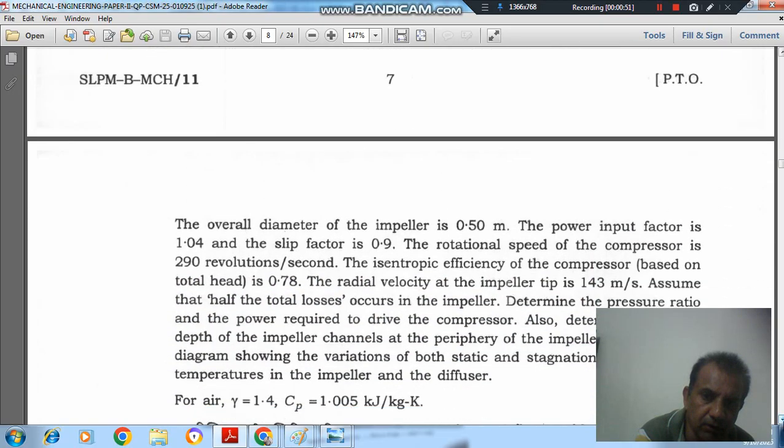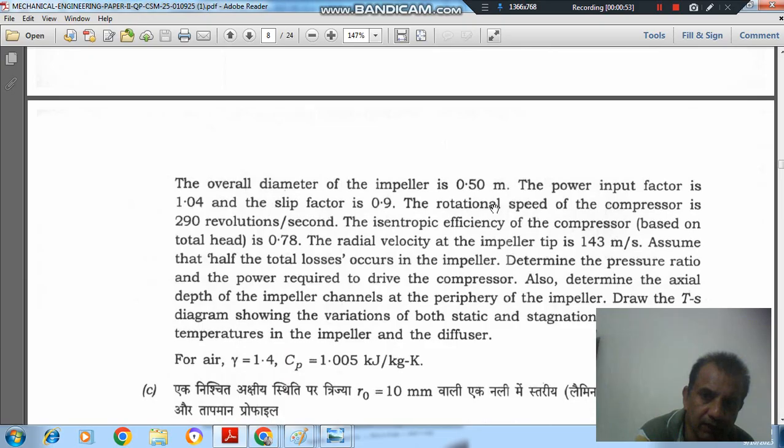The overall diameter of the impeller is 0.5 meters. The power input factor is 1.04 and the slip factor is 0.9. The rotational speed of the compressor is 290 revolutions per second. The isentropic efficiency of the compressor based on total head is 0.78. The radial velocity at the impeller tip is 143 meter per second. Assume that half of the total losses occur in the impeller. Determine the pressure ratio and the power required to drive the compressor.